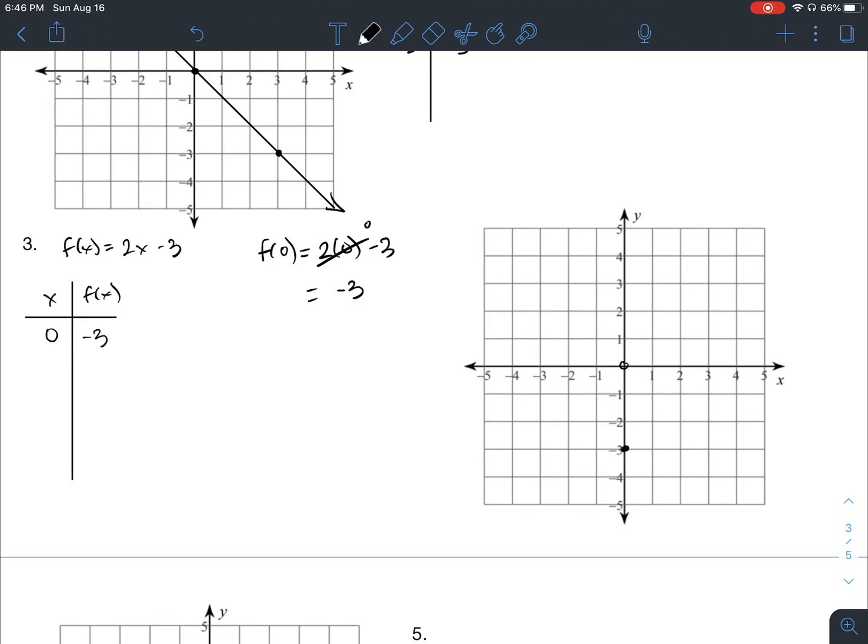And look, we could already tell that by looking at the function, right? Because we said that this value right here is our y-intercept. This is our y-line, right? And that's where our function is going to cross the y-axis, at negative 3.